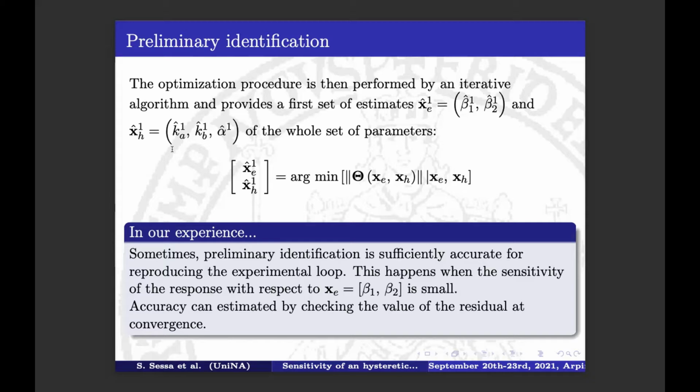On the contrary, sometimes it is necessary to perform a better estimation also for the 2 remaining parameters. And so we need the refinement optimization procedure. And so we need to estimate new first trials for the optimization algorithm.